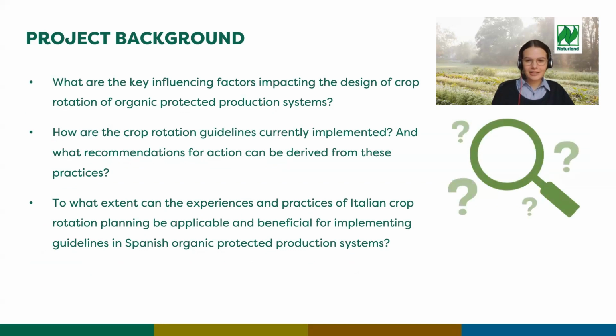In my research, I formulated the following 3 research questions. So first of all, what are the key influencing factors impacting the design of crop rotation of organic protected production systems? How are the crop rotation guidelines currently implemented, and what recommendations of actions can be derived from these practices? And last, to what extent can the experiences and practices of Italian crop rotation planning be applicable and beneficial for implementing guidelines in Spanish organic protected production systems?